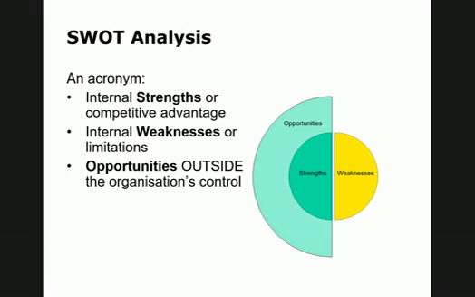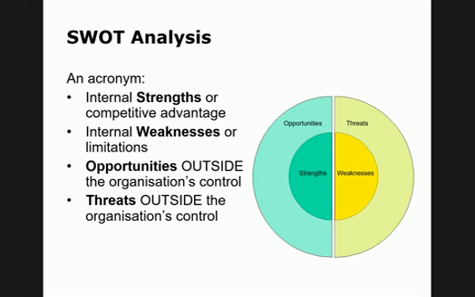The third element is outside the organisation's control. This is opportunities. These are things which the organisation could take advantage of if they've taken the time to look for it. The fourth and last element is also outside the organisation's control, that of threats. Threats are things that the organisation needs to be watchful of. Things that may damage their ability to survive.